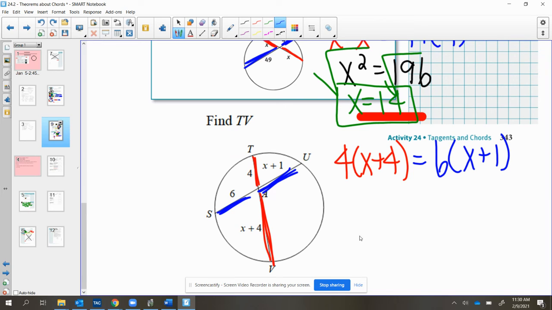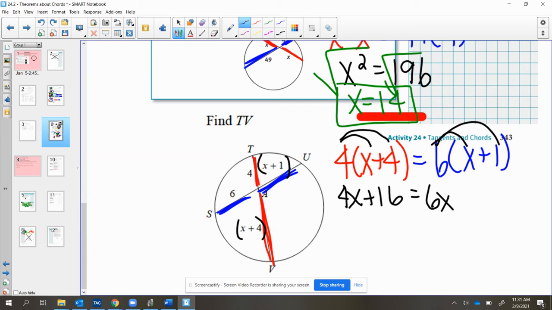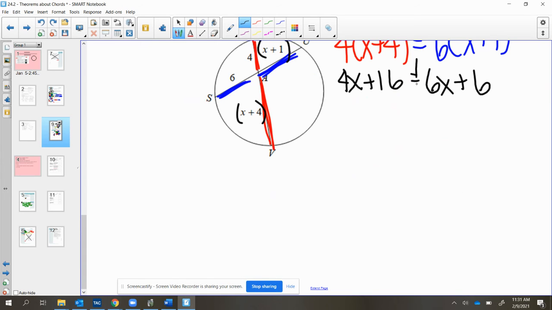Okay. So from here, what we're going to do is distribute, and that's why I put parentheses around our expression, because we need to remember to distribute, because we have 4 times x and 4 times 4, and then we have 6 times x and then 6 times 1. And now we're going to solve for x using these facts, right?